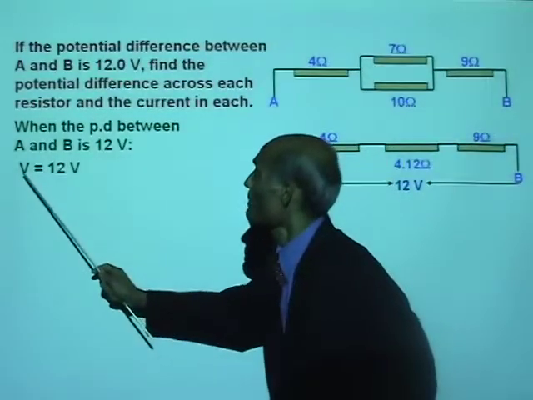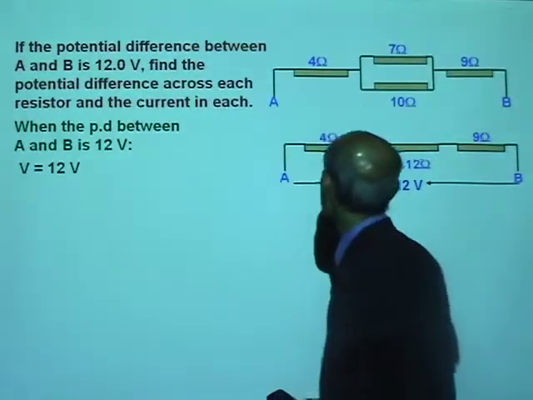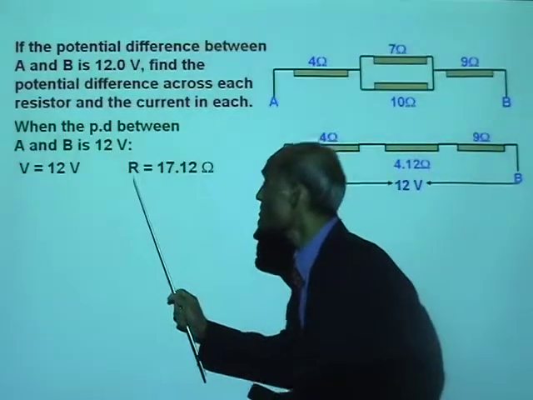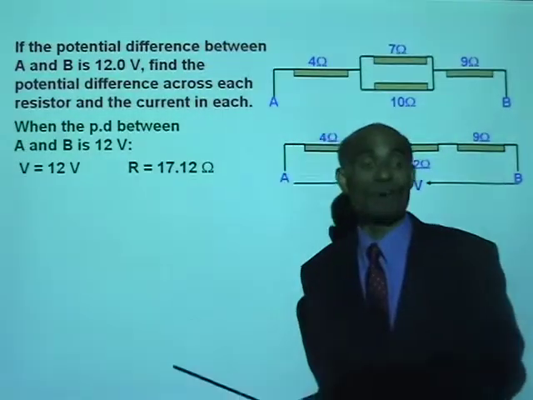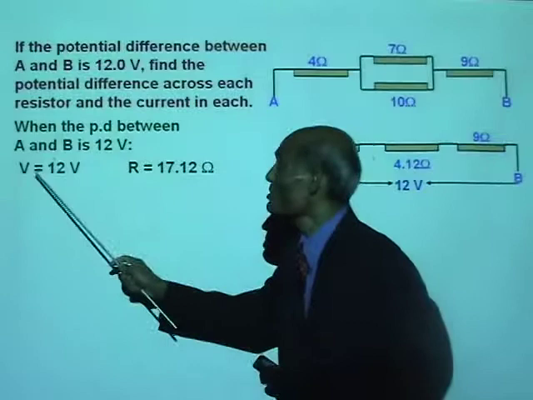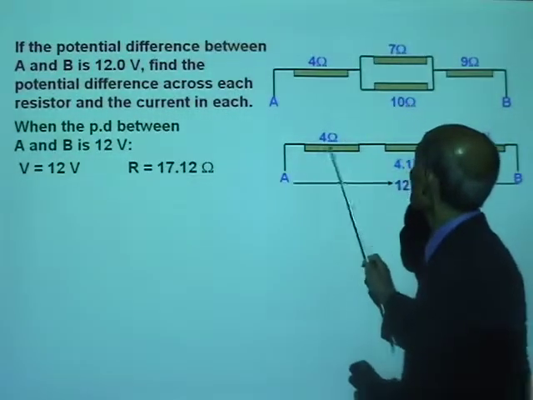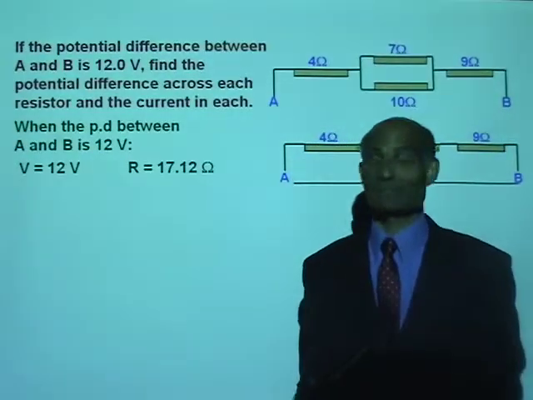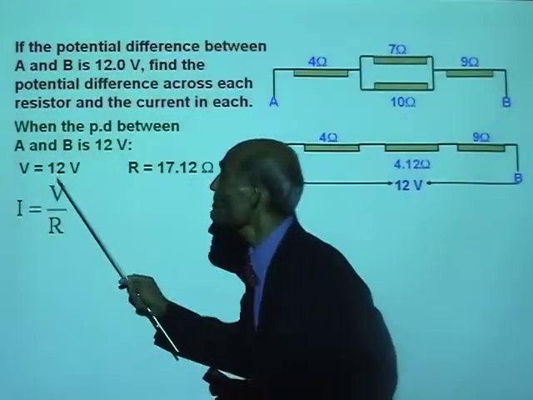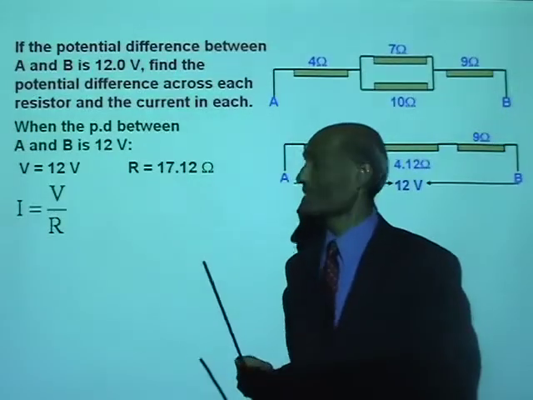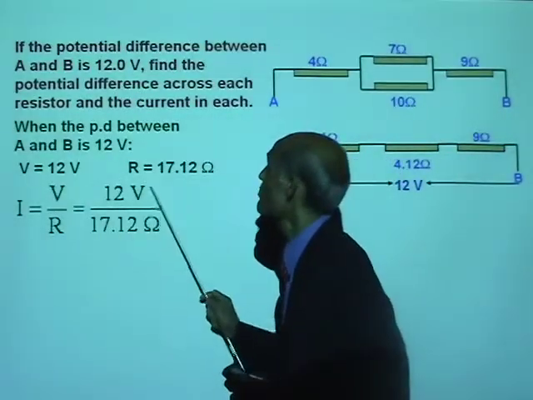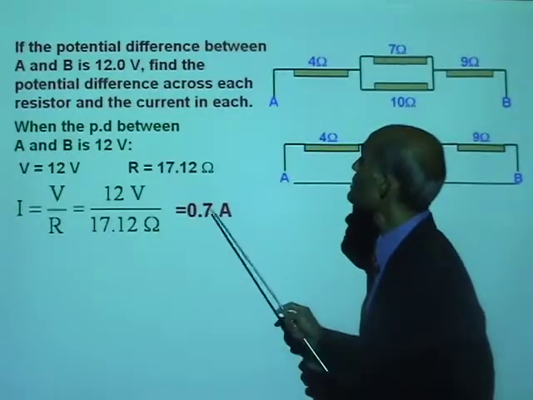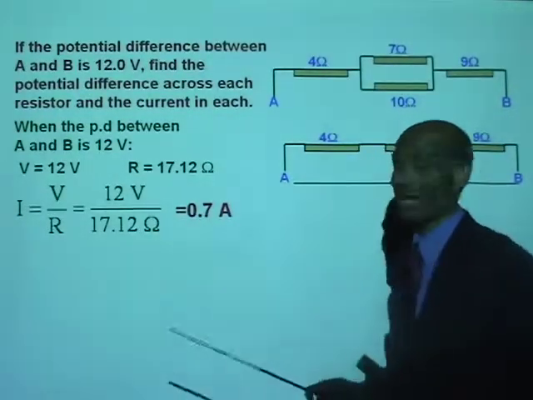Now, we have V equal to 12 volt. The total potential is 12 volt. The total resistance is 17.12 ohm. If you know the total potential and if you know the total resistance, can you find the current in the circuit? Well, I equal to V over R. That gives me V is 12 volt, R is 17.12 ohm, and that is 0.7 ampere.